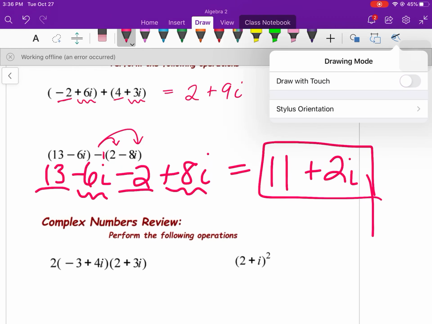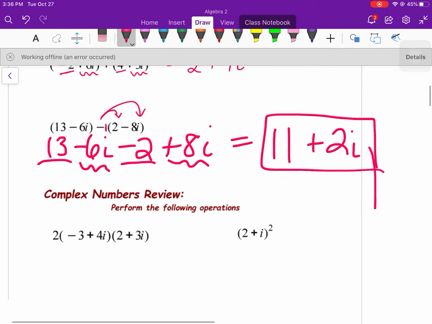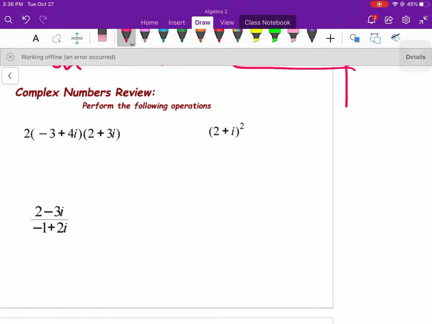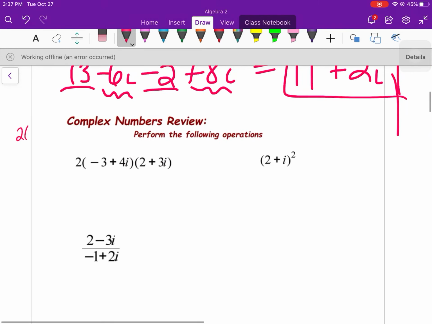All right, multiplying. So the first one I have here can be done two different ways, but you can either distribute the 2 into the first parenthesis and then multiply, or you could multiply these two first and then multiply everything by 2. What you don't want to do is multiply the 2 into both parentheses, because if you have, like 2 times 3 times 4, you just take the first 2 and multiply. 2 times 3 is 6, then 6 times 4 is 24. So the 2 only applies to one of them.